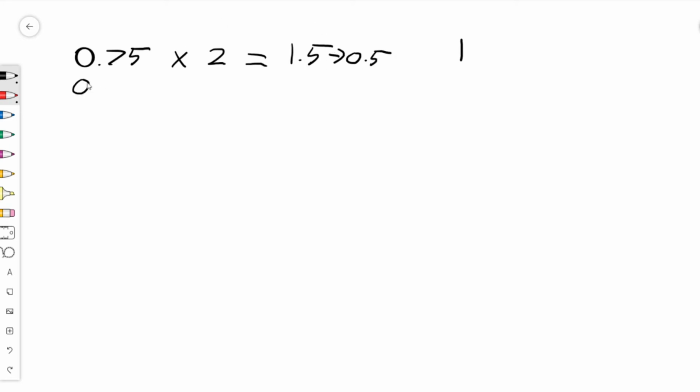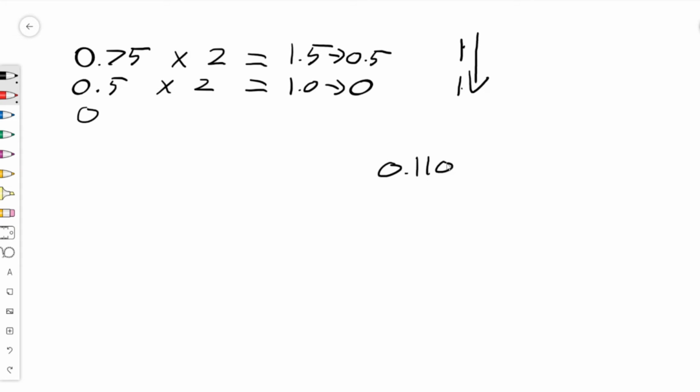Now we're going to take 0.5 and we're going to times that by 2. That will give us 1.0. Again, our leftmost number is 1, so we're going to take that 1 down, subtract 1 from this value, and that will leave us with 0. And of course, as we know from figuring binary out, if we're left with 0, we are done. Which means that 0.75, if we look down these numbers here, will be 0.11, and then 0 recurring.